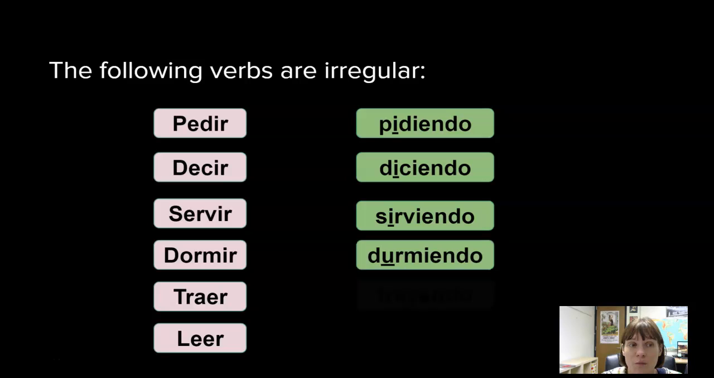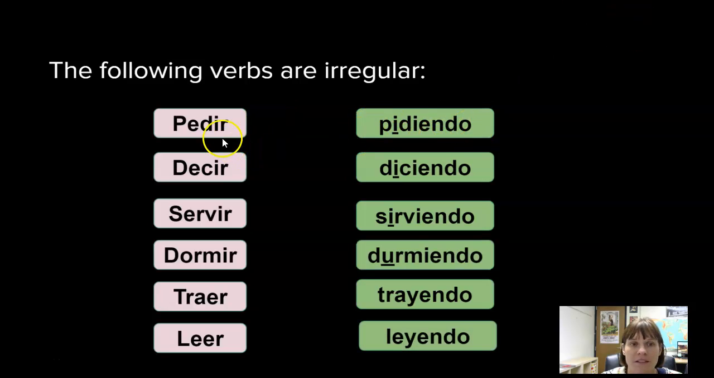Some irregulars with your present progressive. Pedir, the E changes to I: pidiendo. Decir, diciendo. Servir, sirviendo. Dormir, durmiendo. Traer, trayendo, and leer, leyendo. So your head's spinning. We haven't even gotten into the stem changers yet, and then what happens in the preterite and the imperfect. So remember, what you focus on, you can manifest. So it's just constant practice and willingness to put yourself out there to make those mistakes, because it is confusing. There's a lot to remember when you're learning a foreign language.